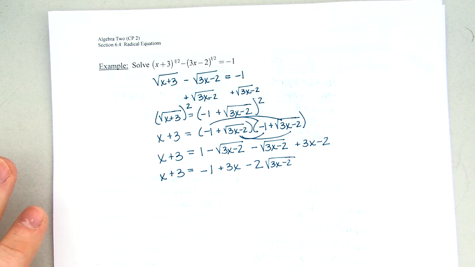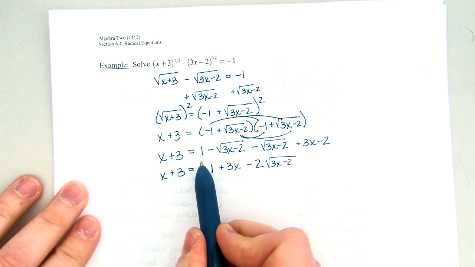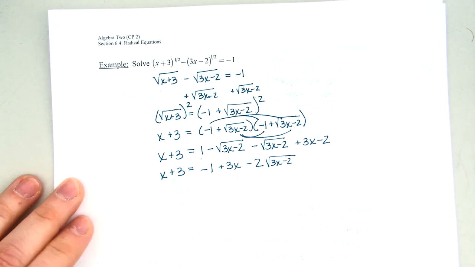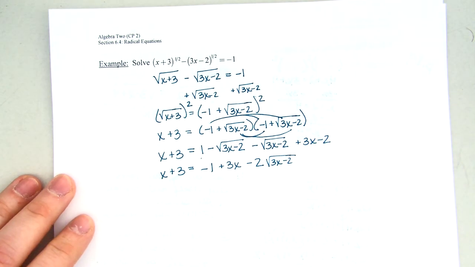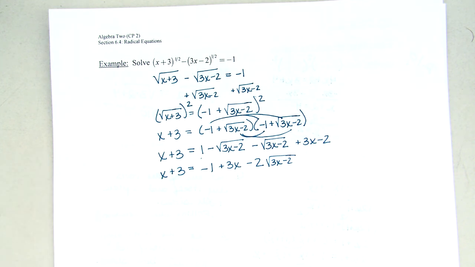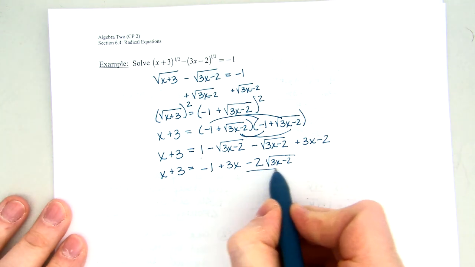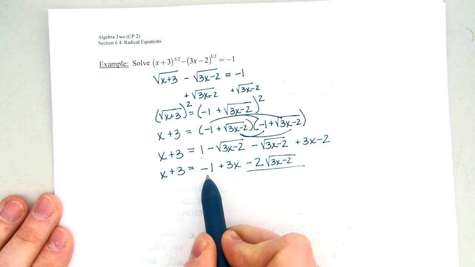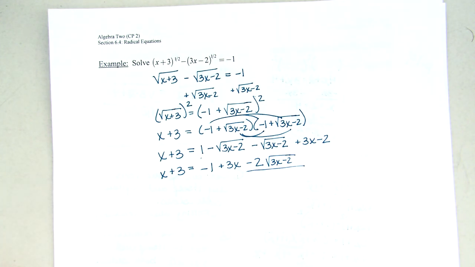Jordan, what did I do wrong? From doing 1 minus 2. Do you see where I got that from? Anyone? Anything yet? Leave the minus 2 root 3x minus 2 and move the negative 1 and the 3x to the other side. So add 1 to both sides, subtract 3x from both sides. PJ.